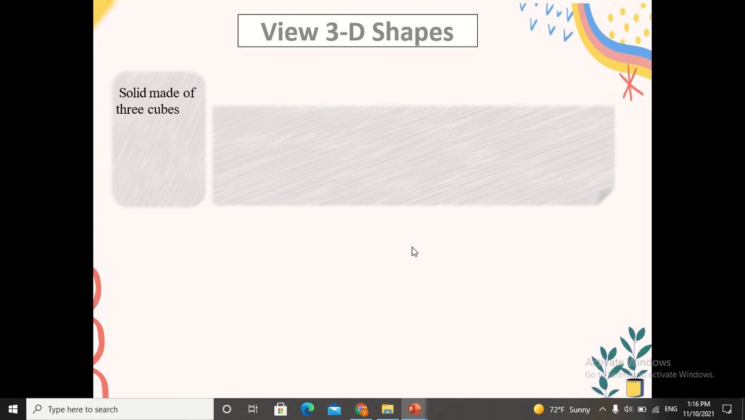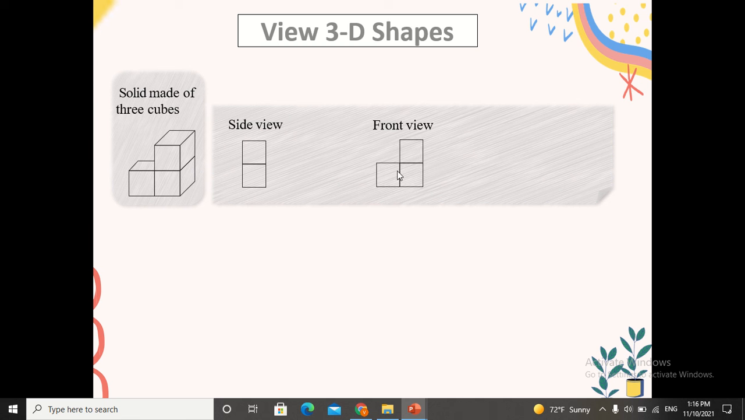View 3D shapes. We can try a solid made of three cubes. This is three cubes. Side view: we can see the side view of three cubes has two squares. Front view of three cubes has one, two, three squares. And top view, two squares. Correct.